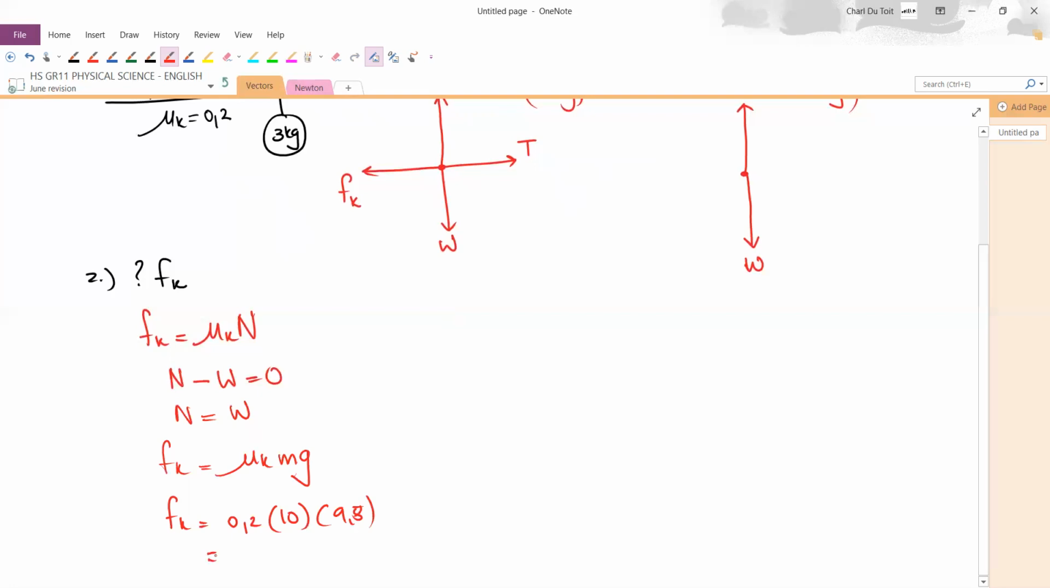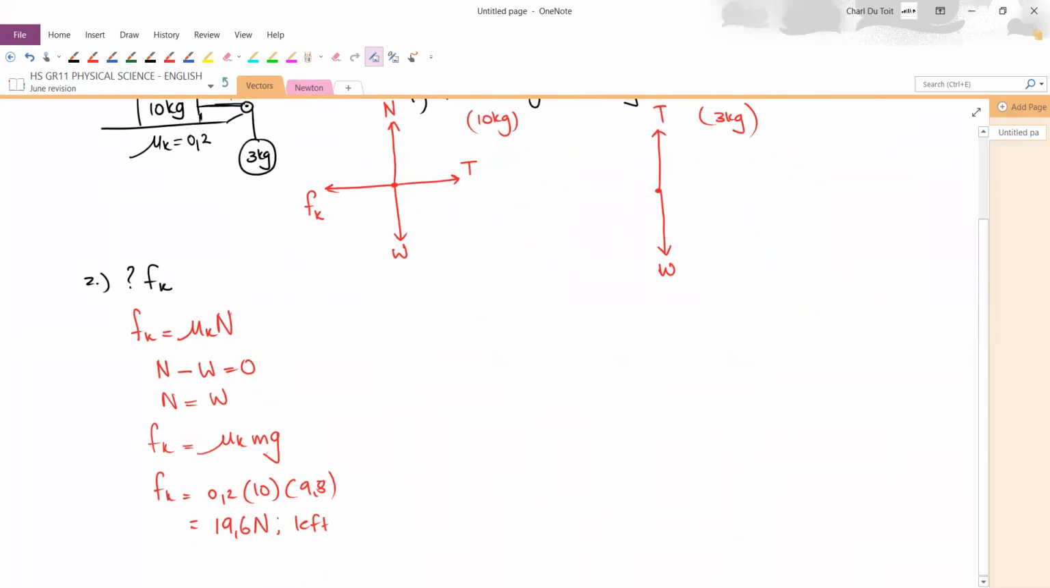I think that's 19.6 to the left. Sir, is that 19.6?